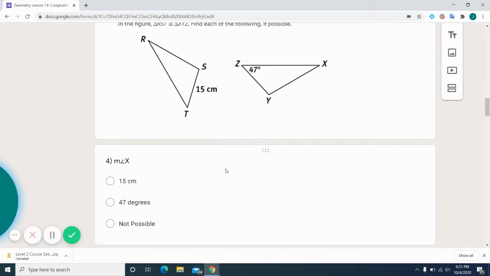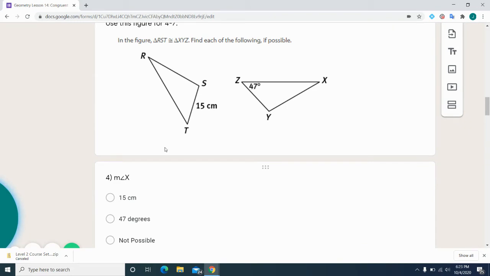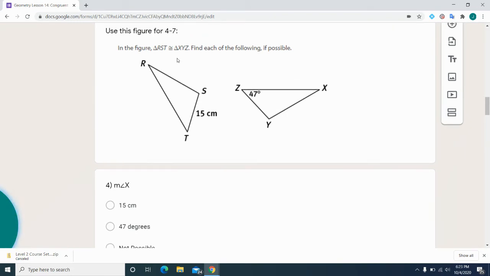So let's do 4, 5, 6, and 7. Pause it, try 4, 5, 6, and 7, and then I'll go over it for you. Okay, number 4. What is the measure of angle X? So angle X is the same as angle R. You could look at it one of two ways. The two long ends meet at angle R. The two long sides meet at angle X. So R and X are the same.